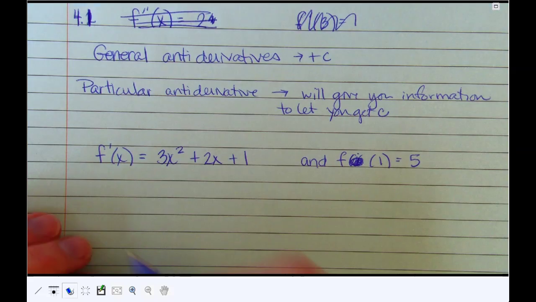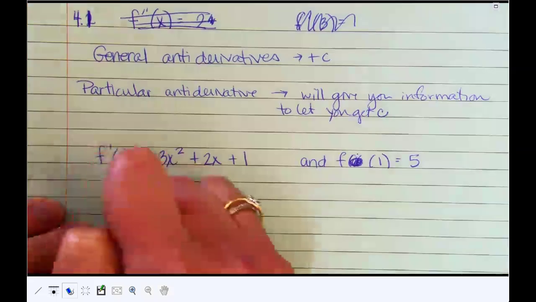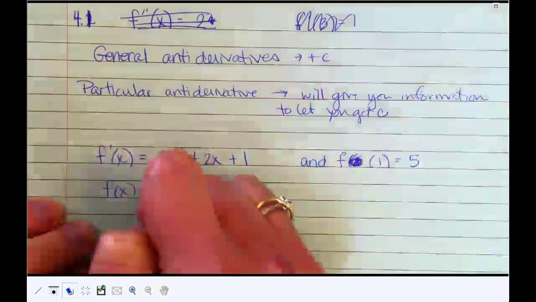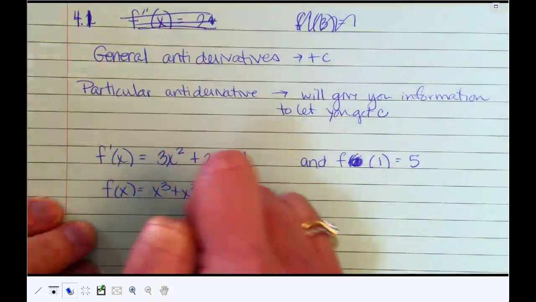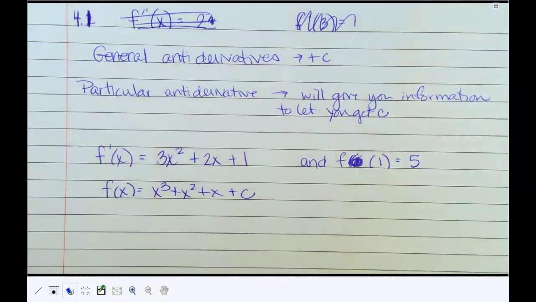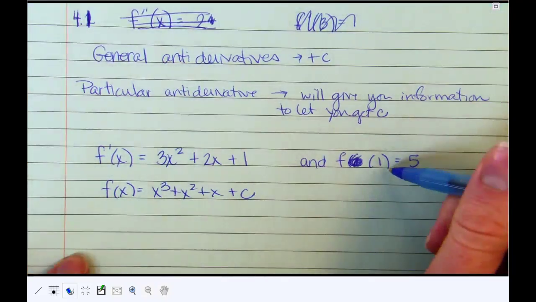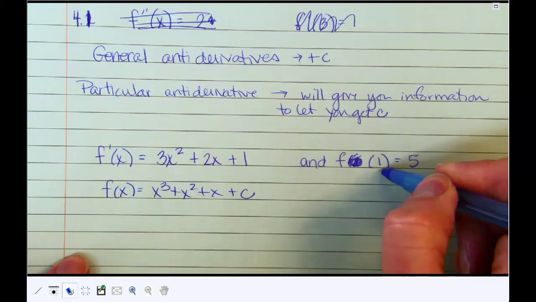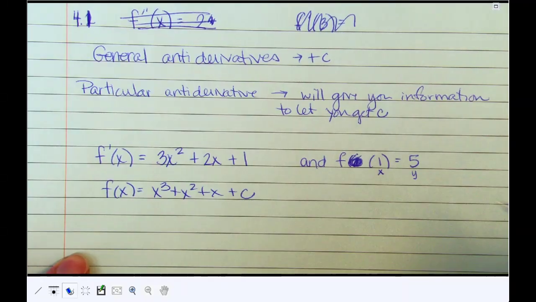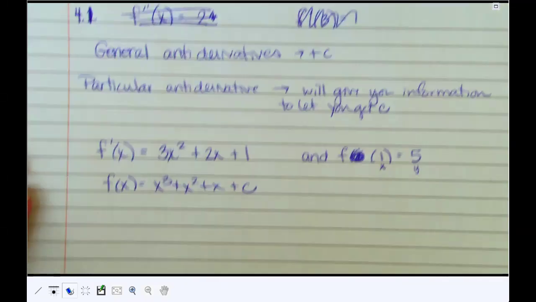What we learned yesterday. x cubed plus x squared plus x, plus c, right? There's our general antiderivative. In order to find c, we plug in 1 because that's our x value, and we make it equal to 5 because that's our y value. And that lets us get c.